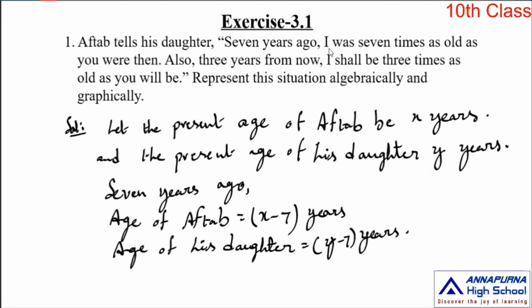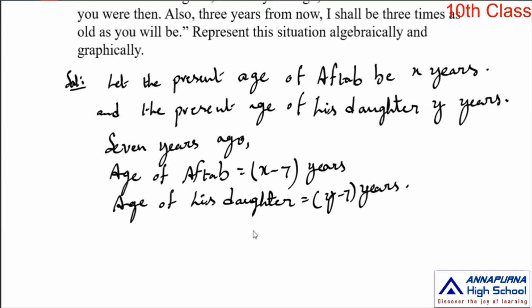Here Aftab says, "I was 7 times as old as you." You means his daughter. That means according to this situation, this condition, Aftab's age was 7 times his daughter's age. So how to present that phrase in mathematical language? According to the question, Aftab's age was 7 times his daughter's age.